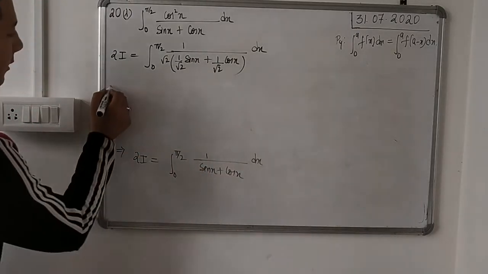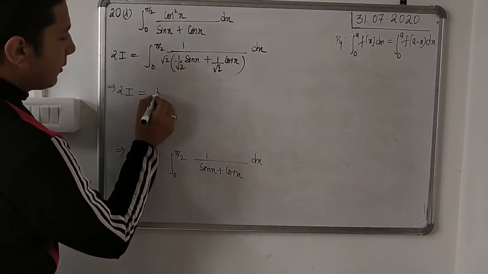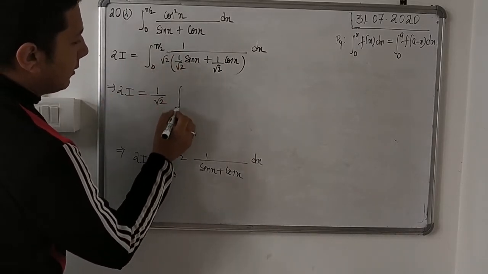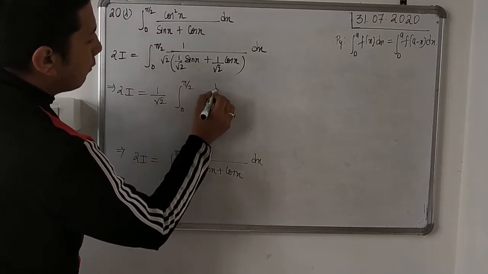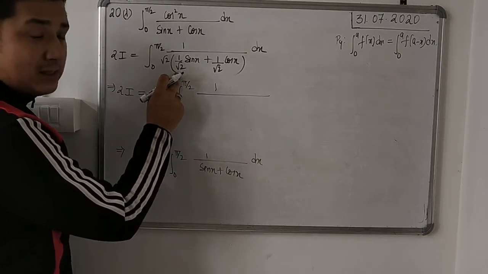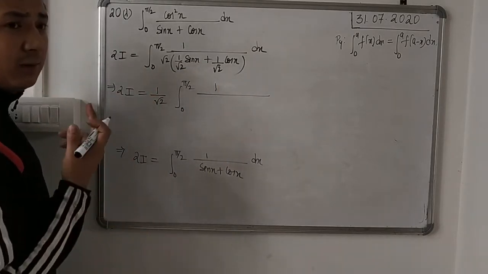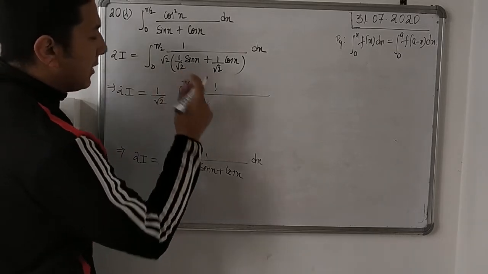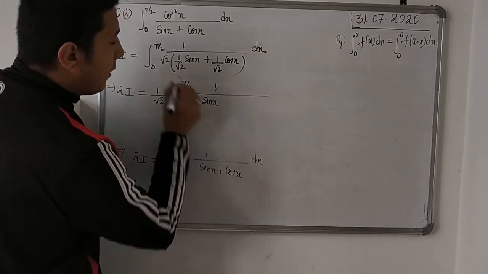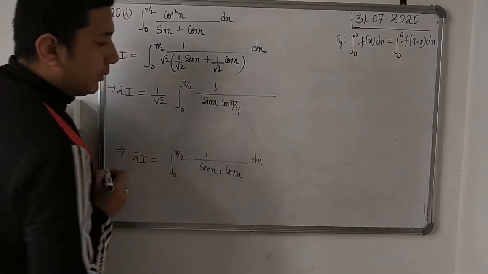That's it. Which implies 2I is equal to, see 1 by root 2 is my constant, so I'm taking it outside. So 0 to pi by 2, and 1 divided by, sine or cos, you can keep it any sign. If you want to keep it sine, you can keep it sine. If you want to keep it cos, you can keep it cos. So I'm writing sine x, and 1 by root 2 I'm writing as cos pi by 4.